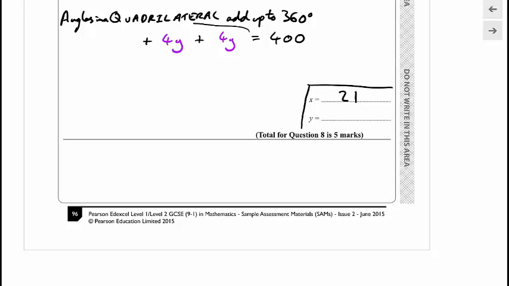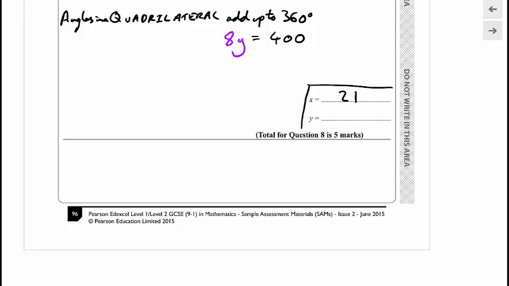But let's have a look. So I've got 4y plus 4y. So if I've got 4 yolks and I add another 4 yolks, you know, egg yolks, how many yolks have I got in total? I've got 8 yolks. So if I put these two things together, it just becomes 8 yolks or 8y. So I've got 8y equal to 400.